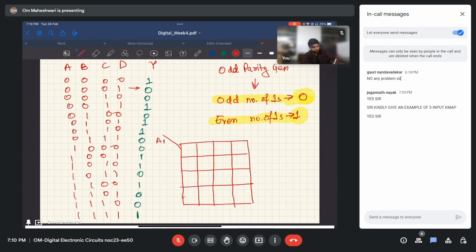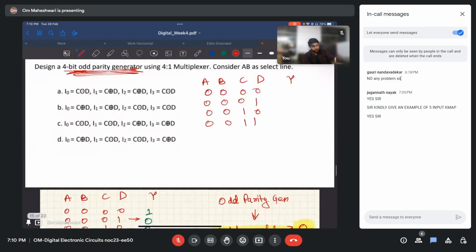Right, A, B, C, D, A bar, B bar, A bar, B, A, B, A, B bar, C bar, D bar, C bar, D, C, D, C, D bar. Okay, so now we are saying that A, B are select lines, right? So A, B are select lines.